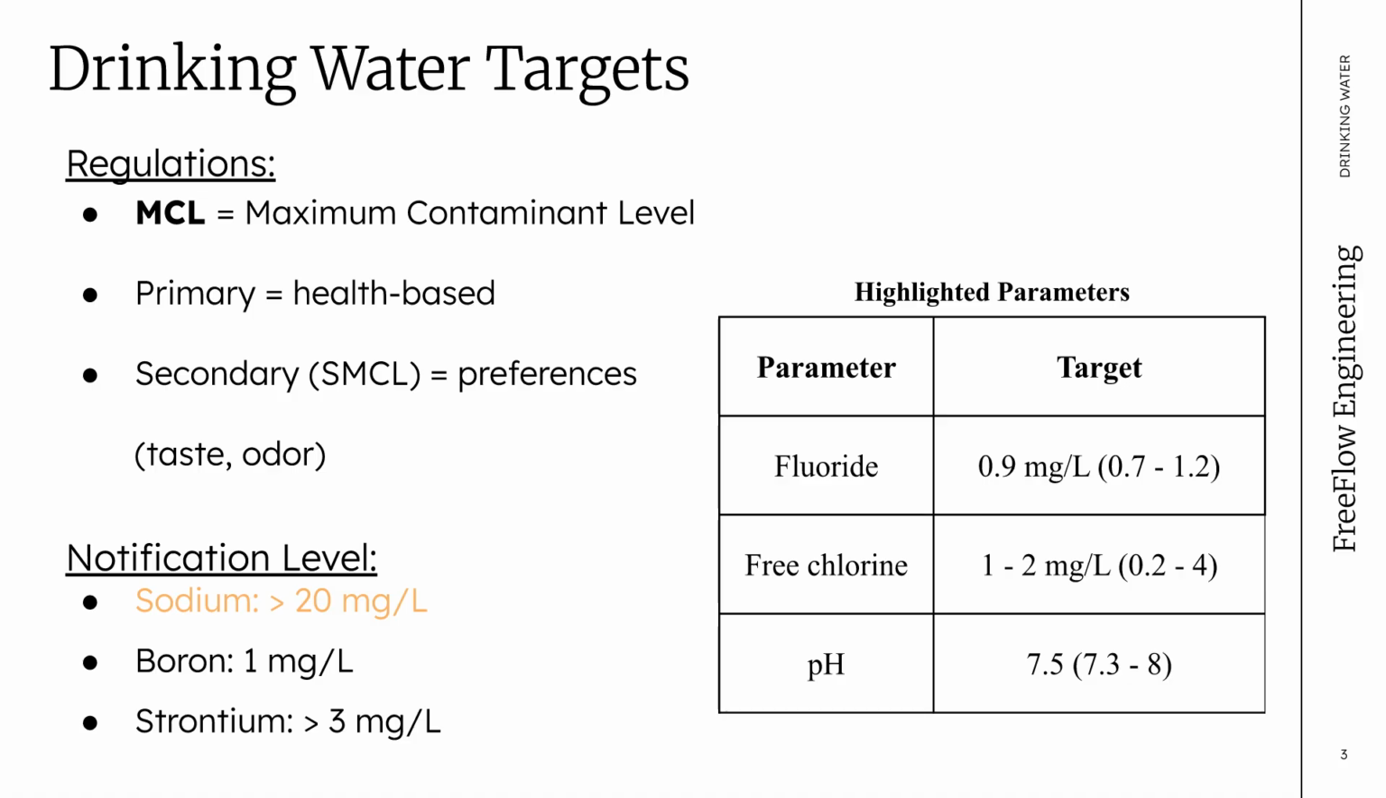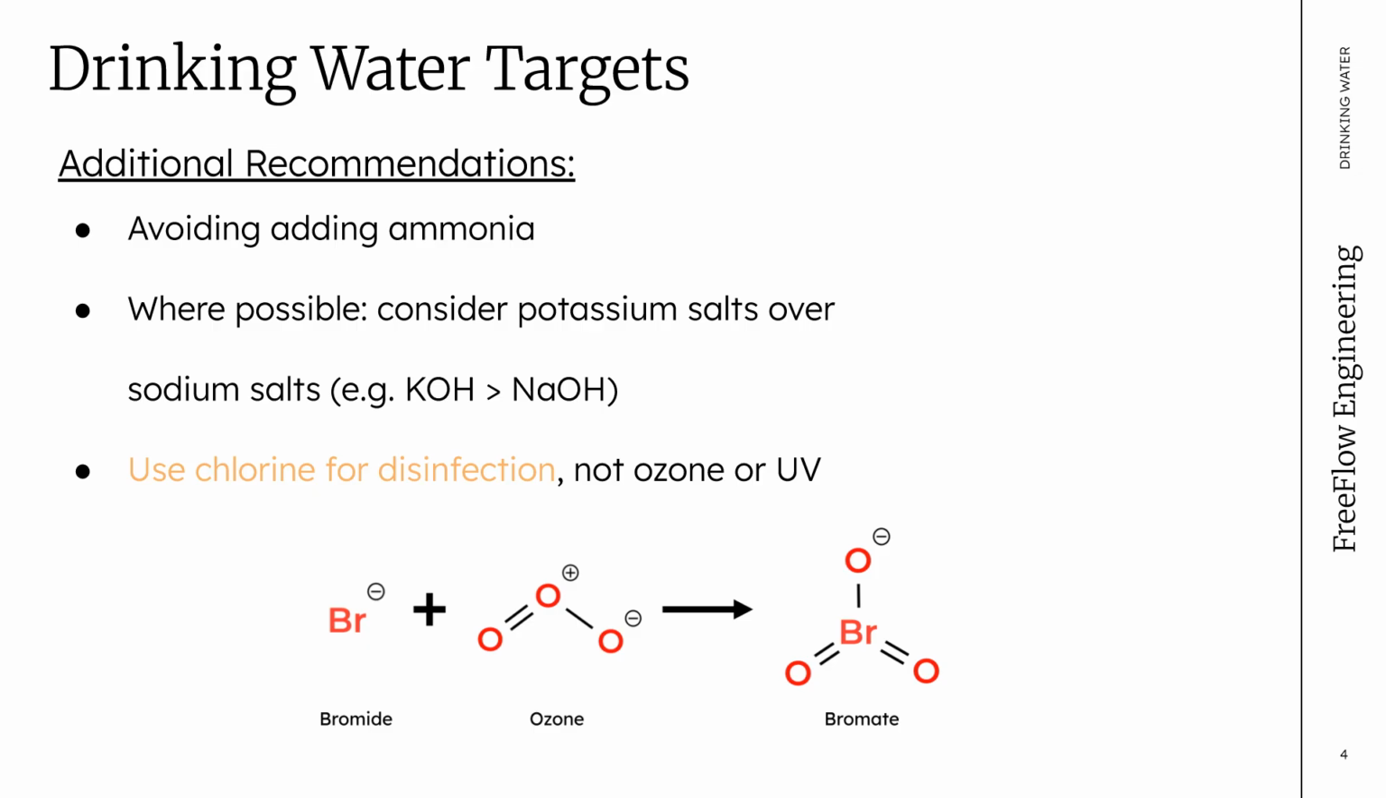Drinking water targets were mainly determined using primary and secondary maximum contaminant levels, MCLs and SMCLs, established by state and federal agencies. Some compounds have notification levels below their MCLs. The water our design produces exceeds this level for sodium, so state and local public health departments should be notified. Ammonia already has a low concentration, so we recommend against adding any. Where possible, we recommend using potassium salts, such as potassium hydroxide, over sodium salts, like sodium hydroxide. This will limit the sodium content in the water to protect individuals that require low sodium diets.